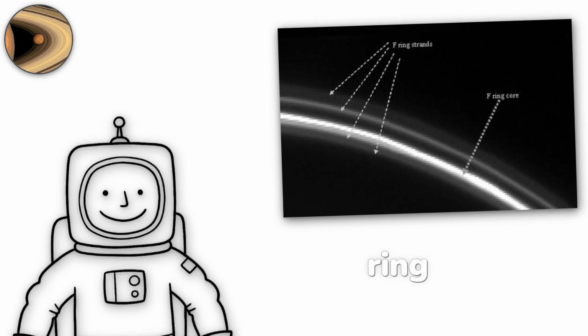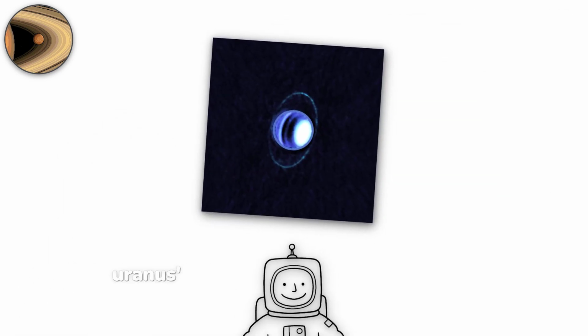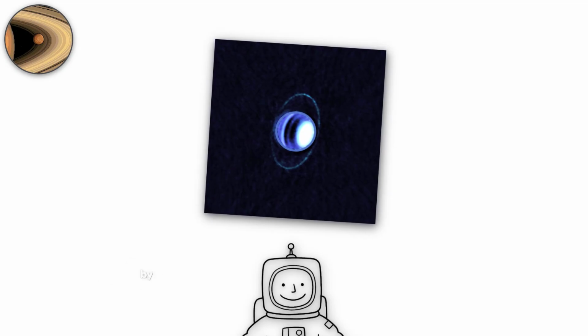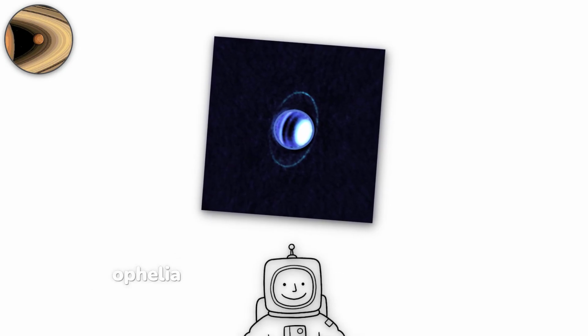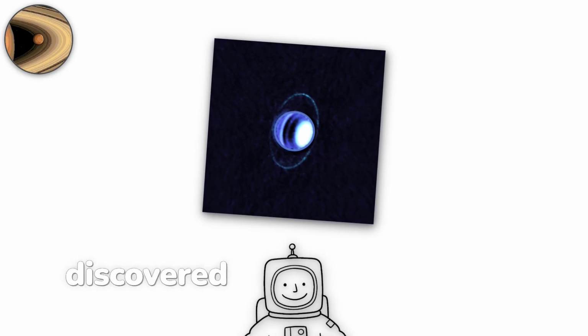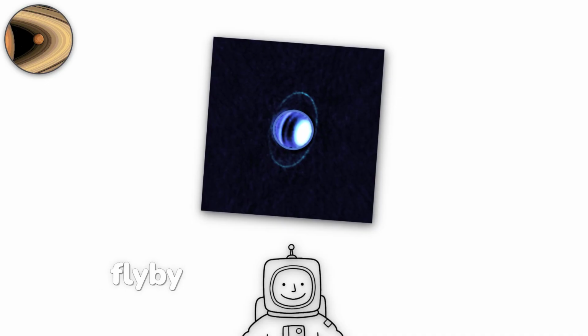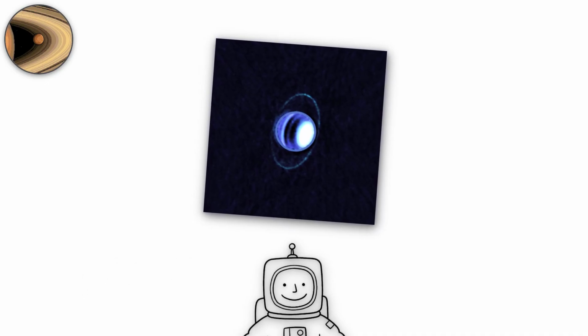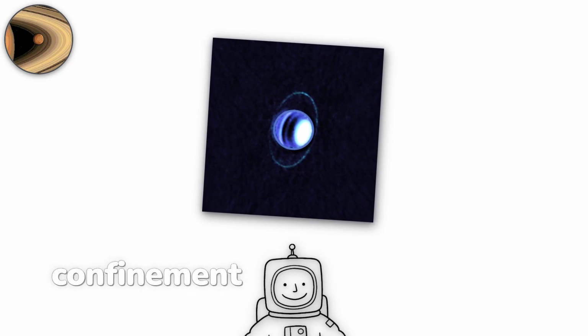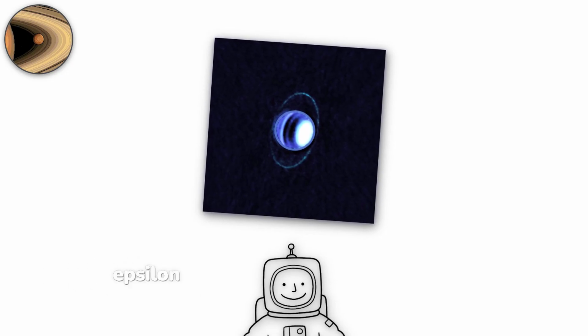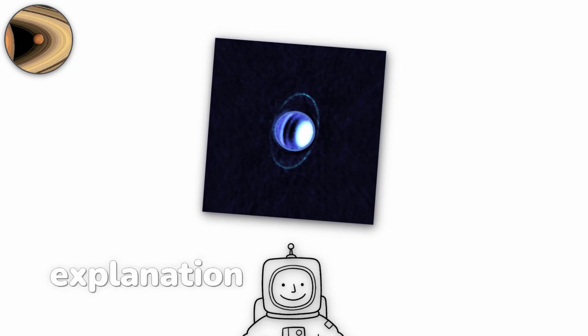Uranus's Epsilon ring, the outermost and brightest of Uranus's main rings, was maintained by the shepherd moons Cordelia and Ophelia, the 2 small moons discovered by the Voyager 2 spacecraft during its 1986 Uranus flyby, precisely because their existence had been predicted by the theory of shepherd moon confinement, and the discovery of the narrow epsilon ring demanded an explanation.